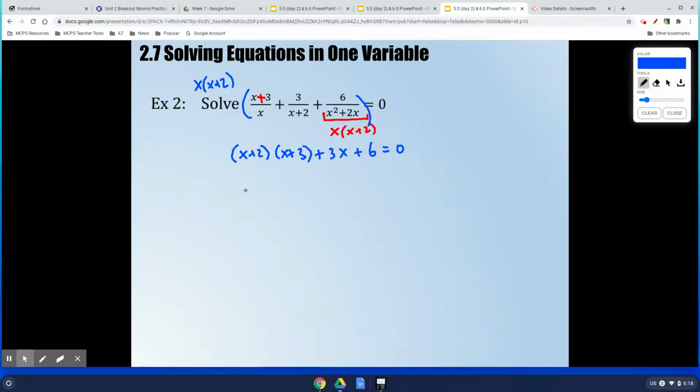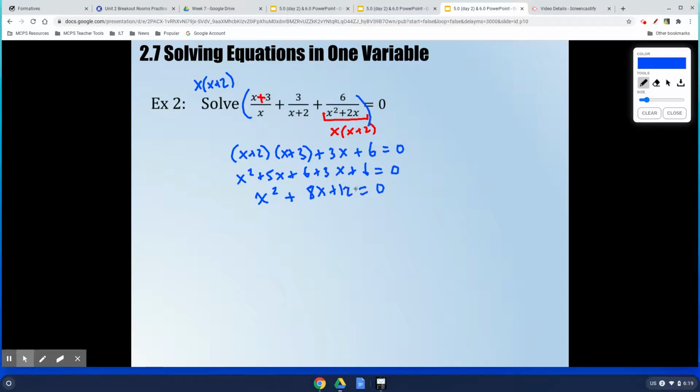I no longer have the fraction issue, so let's just use our math knowledge. I can't even think of the word, but the double distribution, right? Let's use FOIL to multiply this out. x squared plus 5x plus 6 plus 3x minus 6 plus 6 equals 0. So I'm going to get x squared plus 8x plus 12 equals 0.